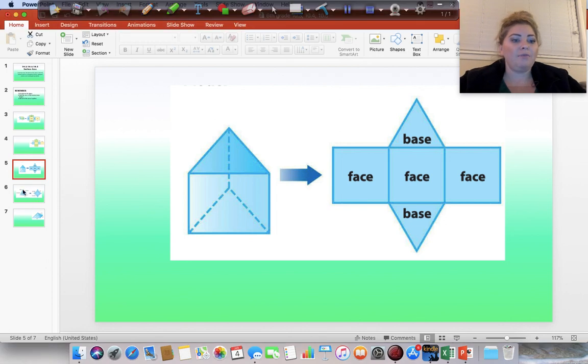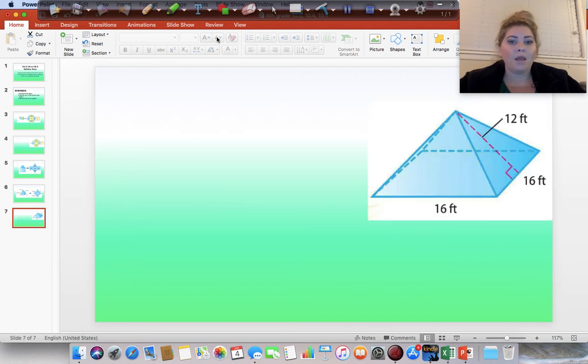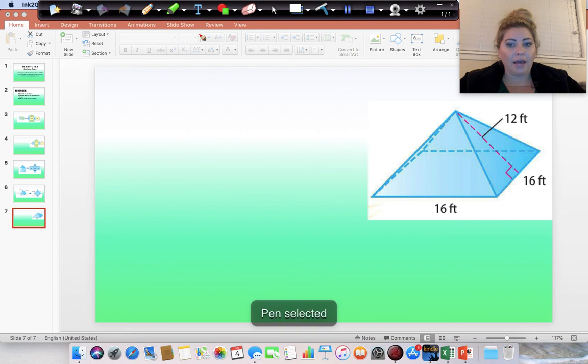Okay, and then we've got our rectangular pyramid or square pyramid. And you've got 1 rectangular square, and then you've got 4 triangles. So that's the one we are going to do next.